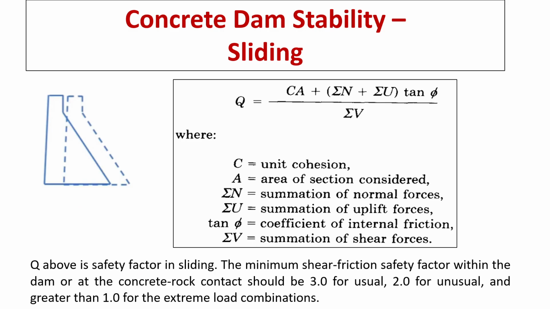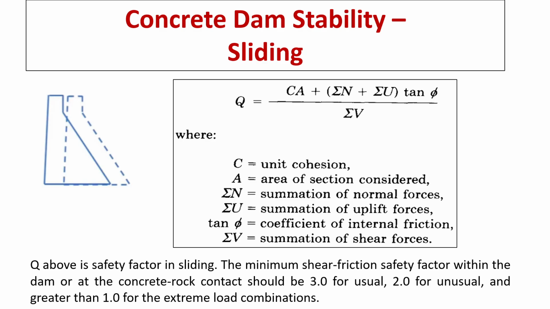Here we will see the sliding stability formulas. By now, we know that sliding means when friction forces are less and horizontal forces, which are represented as shear forces in the above formula, are more, then there is a chance of sliding as shown above. To compute the factor of safety, which is denoted by Q, it is derived using the formula.